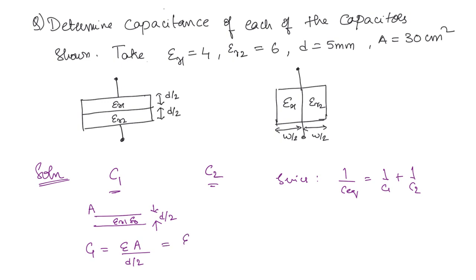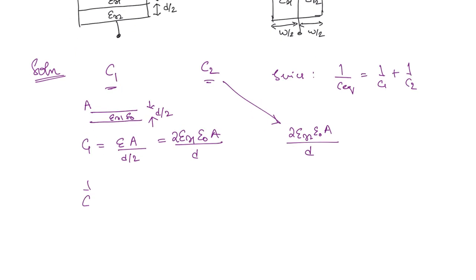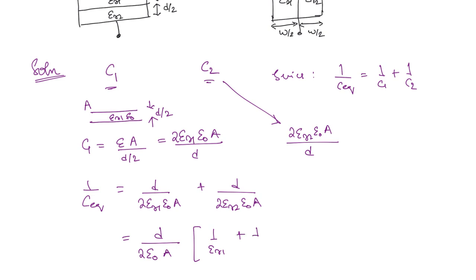So this is equal to epsilon R1 into epsilon naught A, divided by D by 2, we can write 2 by D. And similarly for C2 we can write 2 epsilon R2 epsilon naught A by D. Now we can find 1 by C equivalent is equal to 1 by C1 plus 1 by C2. So D by 2 epsilon R1 epsilon naught A plus D by 2 epsilon R2 epsilon naught A. You can take out the common factors, and you are going to get this expression.